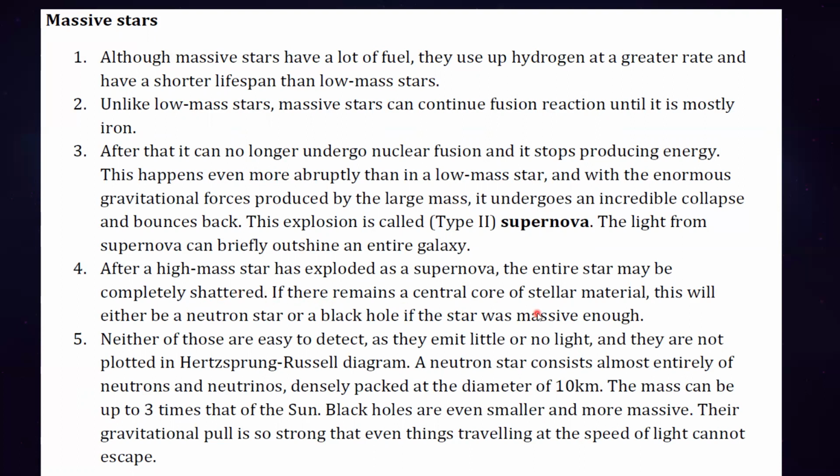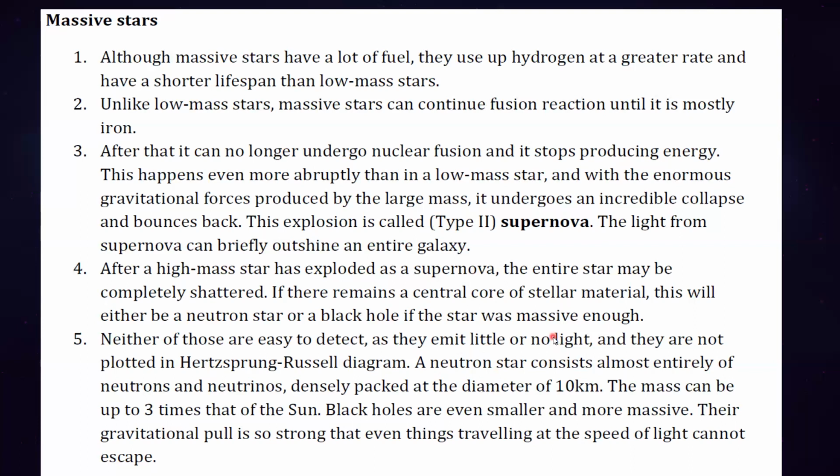And after a high mass star explodes, the entire star may be completely shattered, but if there are remains in the central core, like stellar material, this will be either a neutron star or a black hole. If a star has enough mass, it will turn out to be either a neutron star or a black hole. Neither of those is easy to detect. Why are they not easy to detect? Because they emit little or no light.